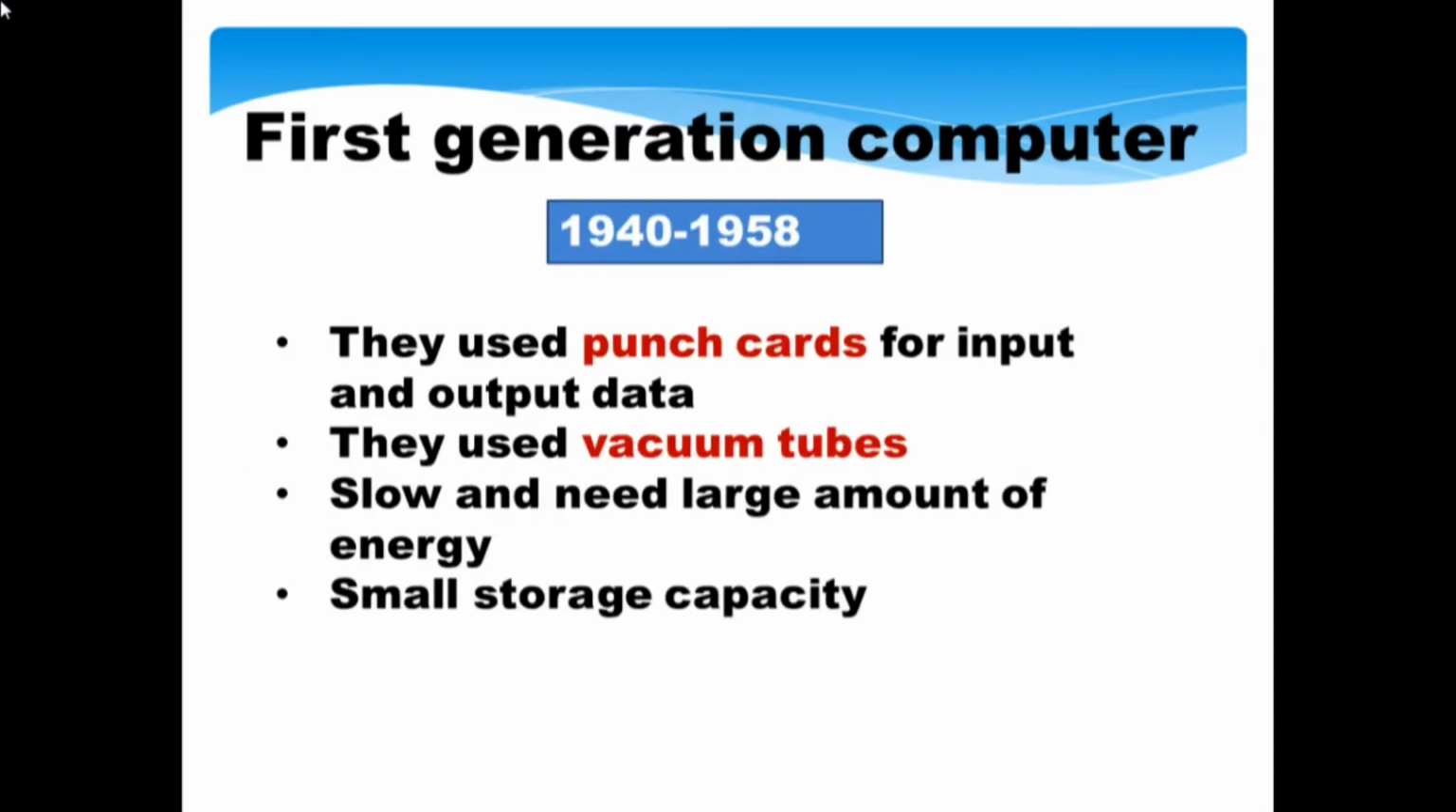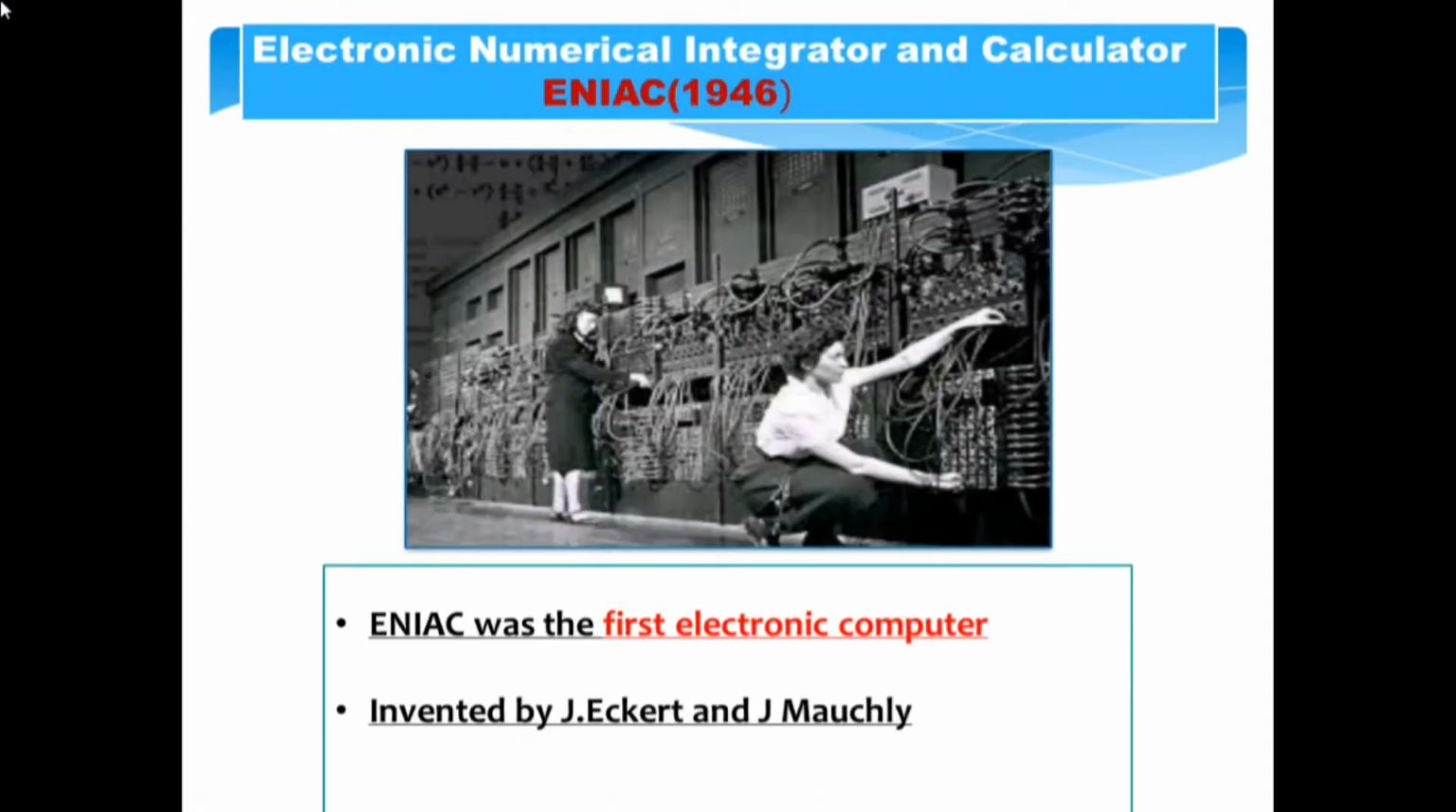Okay, first generation computers used vacuum tubes as electronic components, and punch cards were used to give input and output data. They were very slow in speed, consumed a large amount of energy, and also ejected a lot of heat, and they had only a small storage capacity. Examples of first generation computers are ENIAC and UNIVAC.